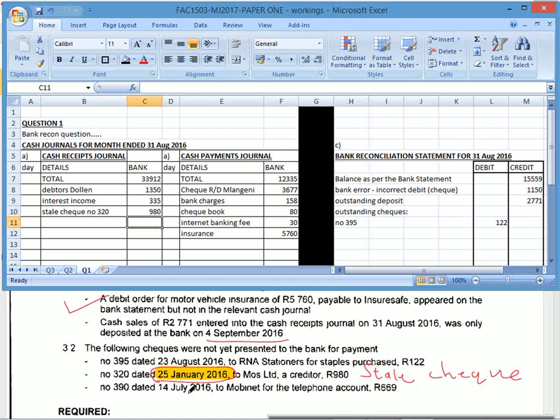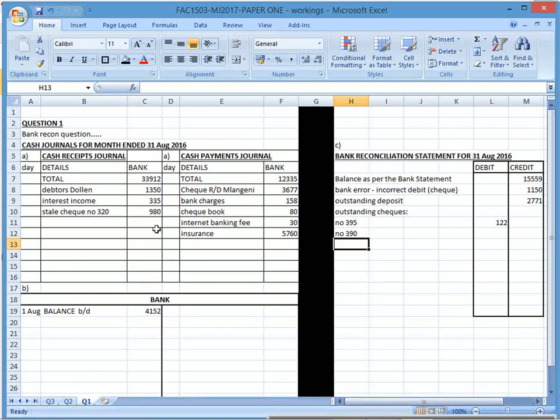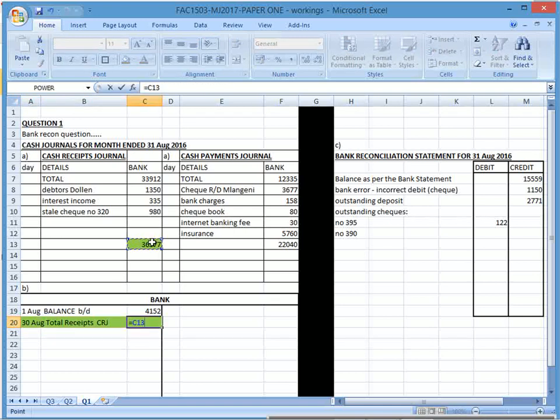And the last one, it's in July, so July is still part of August, it's still outstanding. Okay, and that's it. Now you've looked at the question. All you need to do now is go and sum up what you've got here. Okay, so what do I do? I sum up the receipts and the payments. Receipts will increase the bank. Okay, receipts increase the bank account.